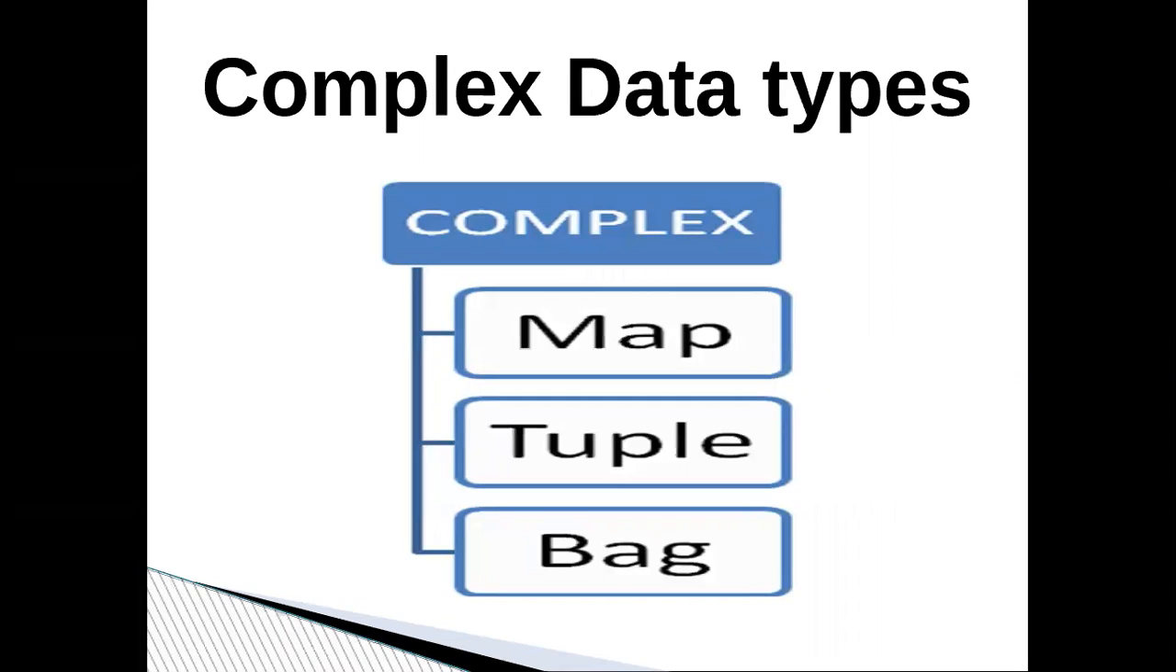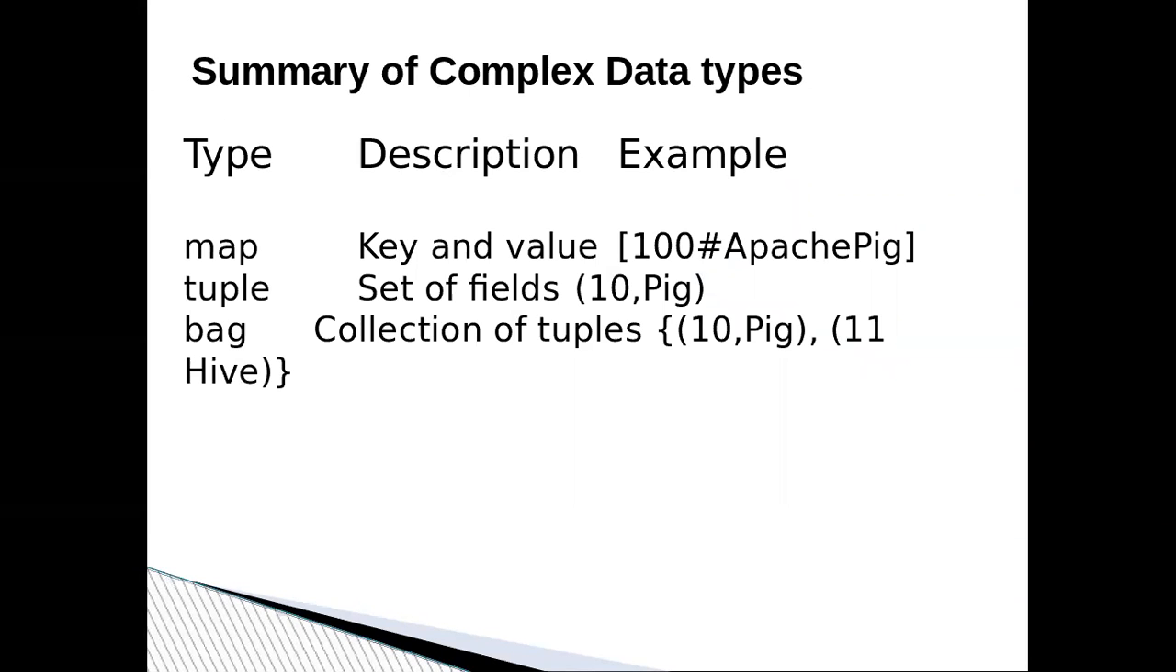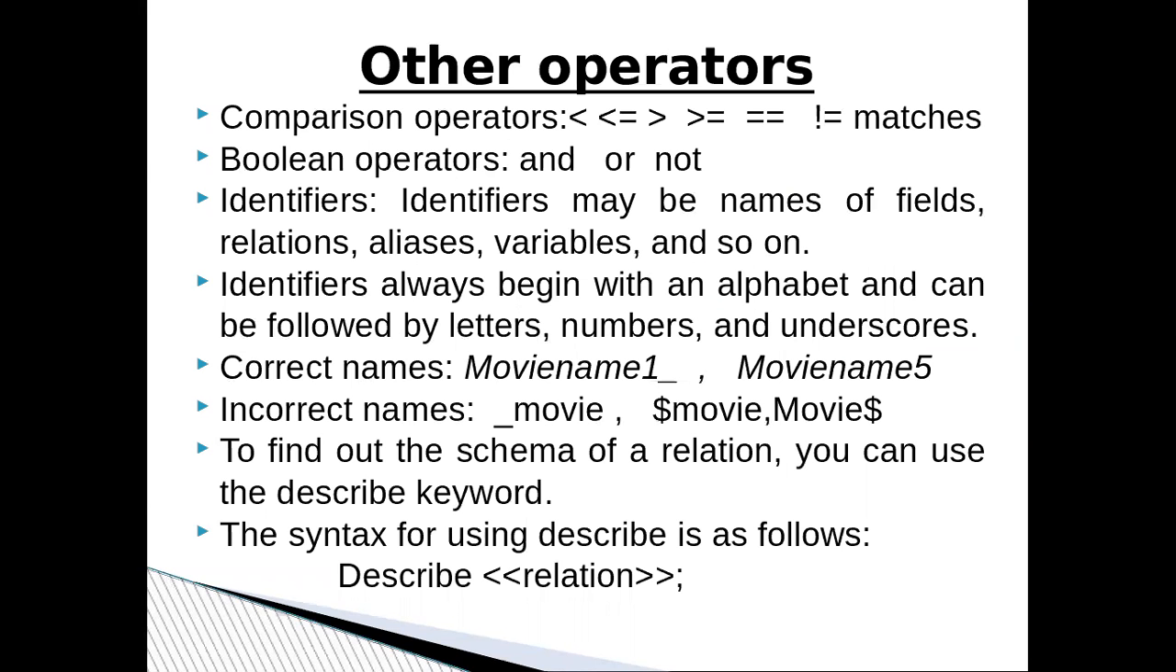Then the complex data types are the maps, the tuples, and the bags, and you've been using them in one way or the other. The tuples and the bags come in handy. And this is the summary of complex data types. Then we have other operators also.